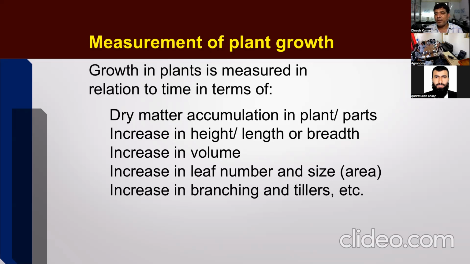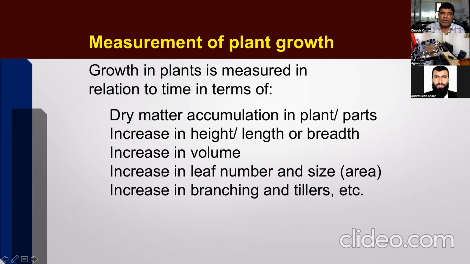So dry matter accumulation in plant or plant parts, we can take the whole plant, we can take the root, we can take both root and shoot, and sometimes we can separate stem part, leaf part, or seed part differently. We can measure the plant growth in terms of plant height, in terms of length or breadth. Sometimes we can measure the length of the grain, length of the pod, length of the spike or panicle, or sometimes we can see the breadth. You know about potato, you know about tomato. We can measure the breadth or width of the fruits.